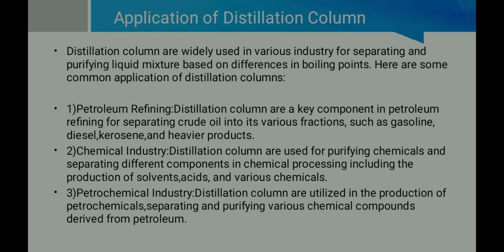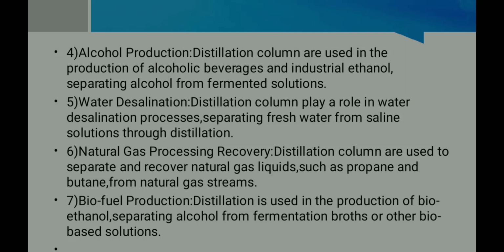Next, it is used in the chemical industry. Distillation columns are used for separating and purifying different components in chemical processing, including the production of solvents, acids, and various chemicals. Even in the petrochemical industry, distillation columns are utilized in the production of petrochemicals, separating and purifying various chemical components derived from petroleum. Distillation columns are also used in the production of alcoholic beverages and industrial ethanol, separating alcohol from a fermented solution.